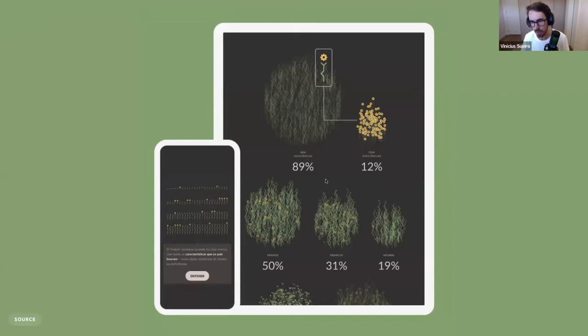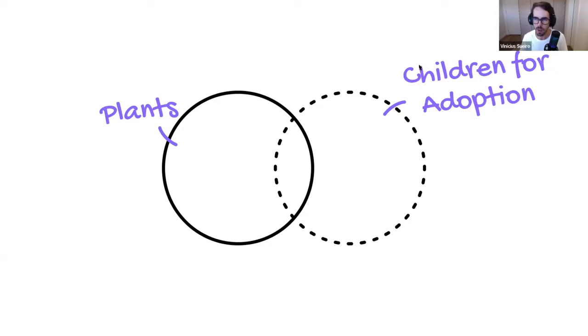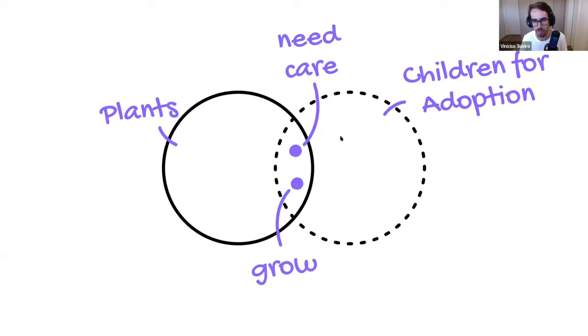And of course, there are no kids in here because we decided to represent each child as a growing plant. So we have this, I forgot the word in English, but the bigger the plant, the older the children, and you have some other metaphors. So what we're trying to do here is we have this more distant concept to our readers, which is children for adoption, and we have plants, and we find some points of similarity. They both grow over time, they both need care. And all right, this metaphor in this example was demonstrated to elicit some kind of sensitivity, some kind of emotional response in our readers.